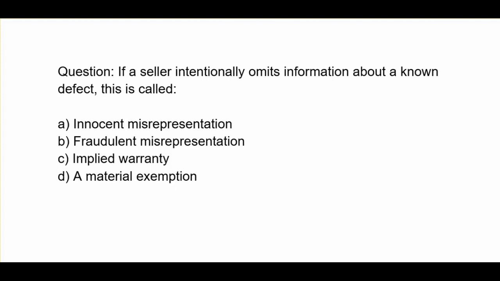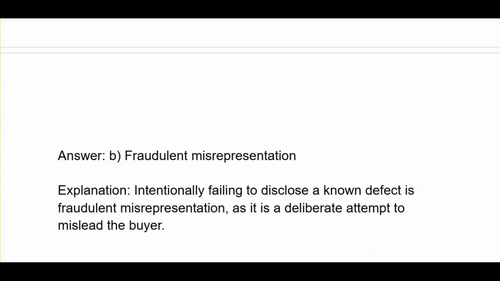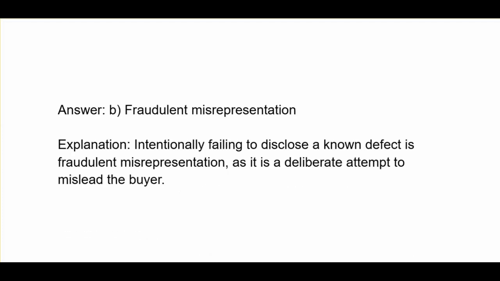If a seller intentionally omits information about a known defect, this is called A, innocent misrepresentation, B, fraudulent misrepresentation, C, implied warranty, D, a material exemption. B, fraudulent misrepresentation. Intentionally failing to disclose a known defect is fraudulent misrepresentation, as it is a deliberate attempt to mislead the buyer.